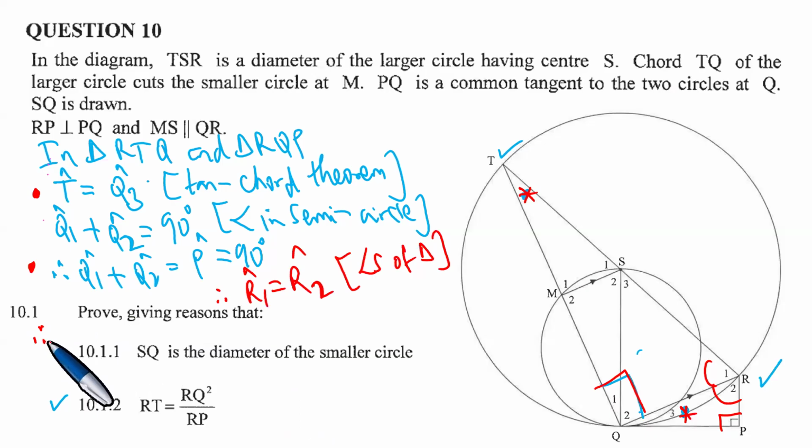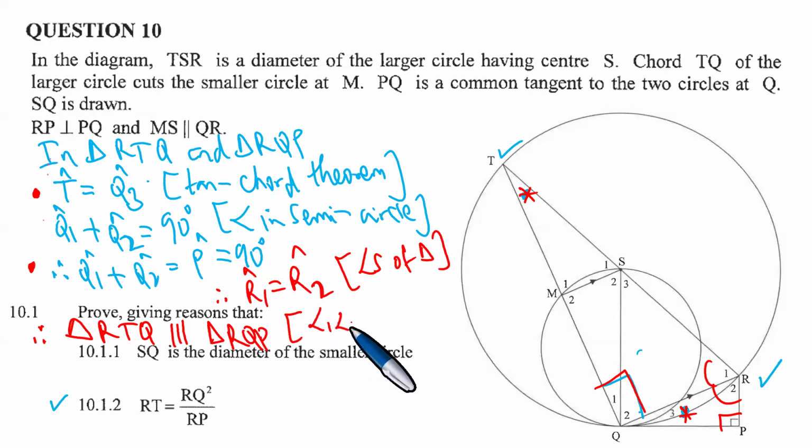And as a consequence, we are able to say the triangle RTQ is similar to the triangle RQP, because the angle R is equal to the angle R, the angle T equals the angle Q, and the angle Q is equal to the angle P. Why would these two triangles be similar to each other? It's because of the angle reason.